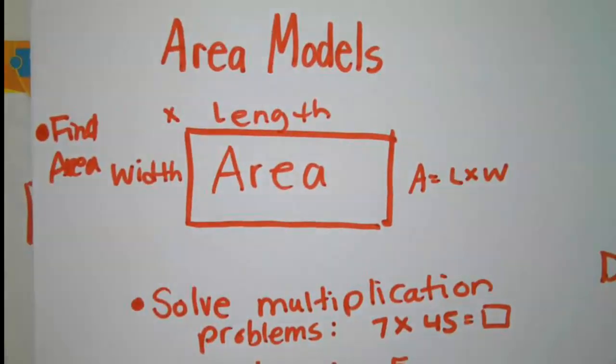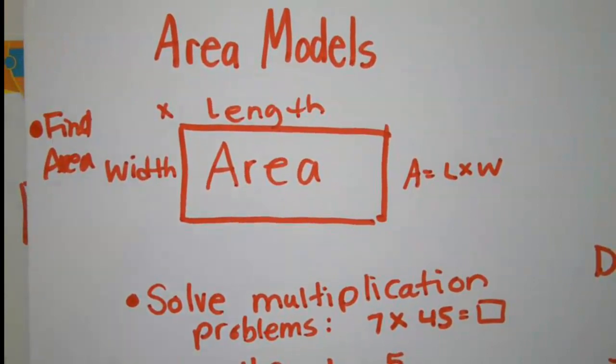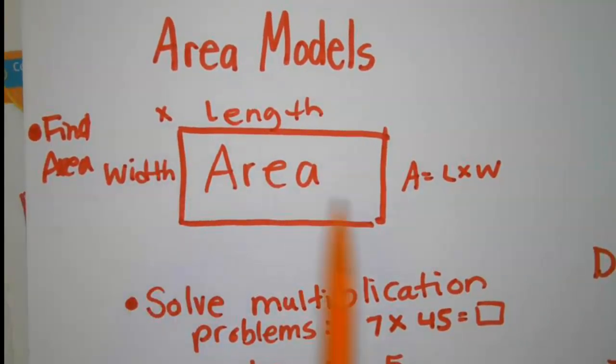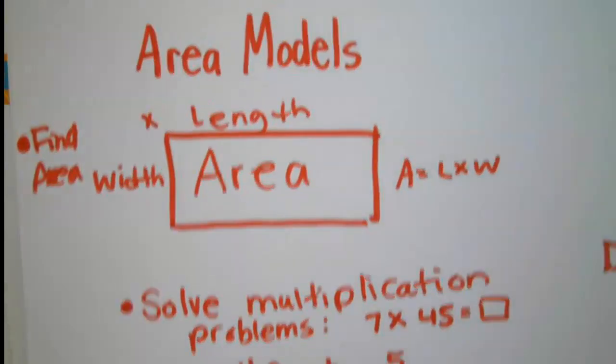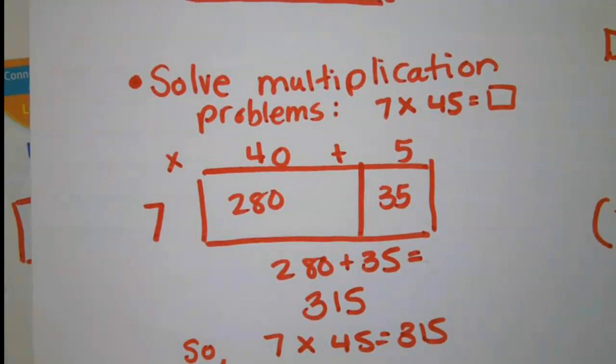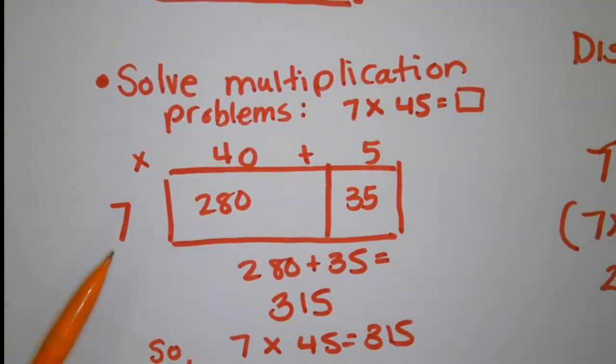Okay, we have used the area model to find area, where we said area equals the length times the width, and we found the area of a rectangle. We took that model and we used it to solve multiplication problems too, so we call this the area model.